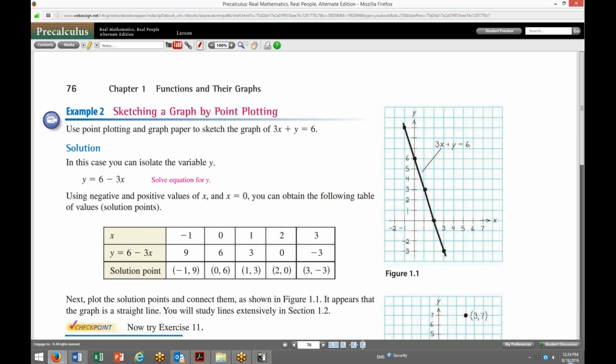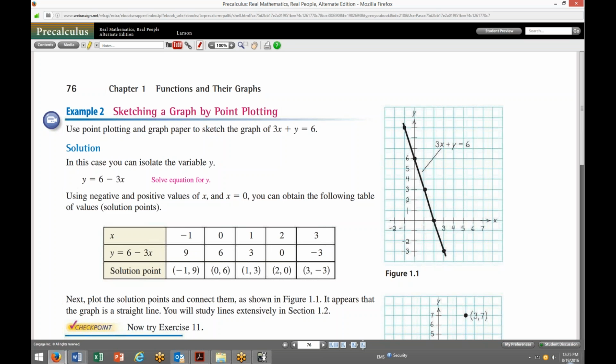This is 3x plus y equals 6. And we can illustrate right here the difference between Texas Instruments graphing calculators and Desmos. If you're plotting it on paper as they illustrate here, well then yes, you have to plot a lot of different points and go from there. But let's say you're going to do this with technology. We'll do it the old-fashioned way first, with a Texas Instruments graphing calculator.